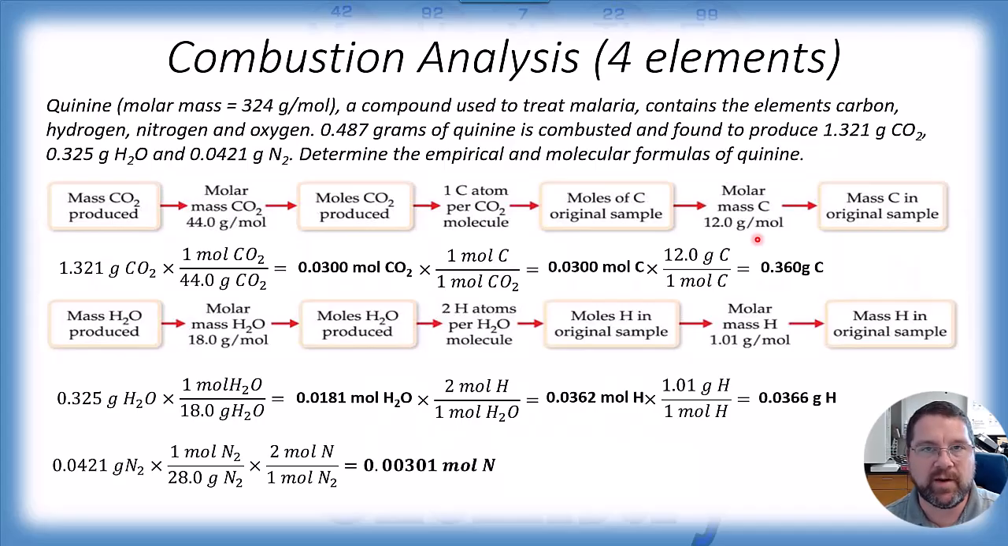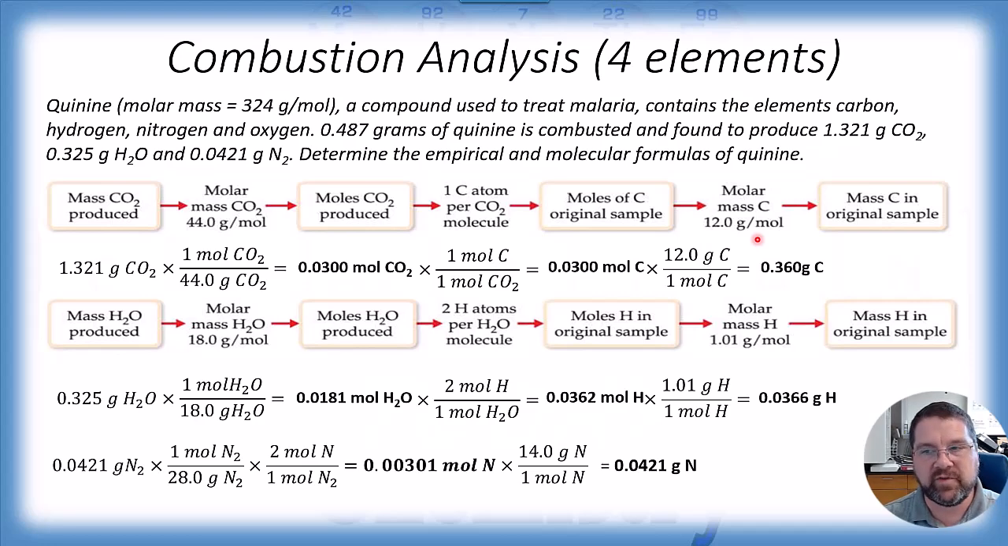We're going to need to use that number when we calculate the empirical formula. Converting that to grams using, this time, atomic nitrogen's molar mass. Again, be careful as to which molar mass you're using in each step. And we get 0.0421 grams of nitrogen.